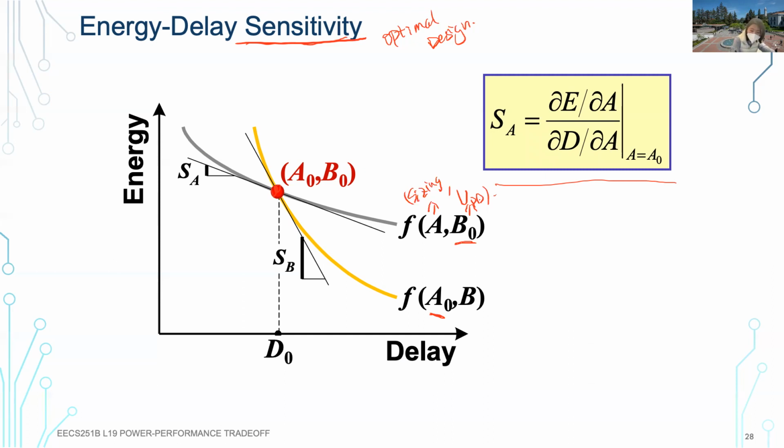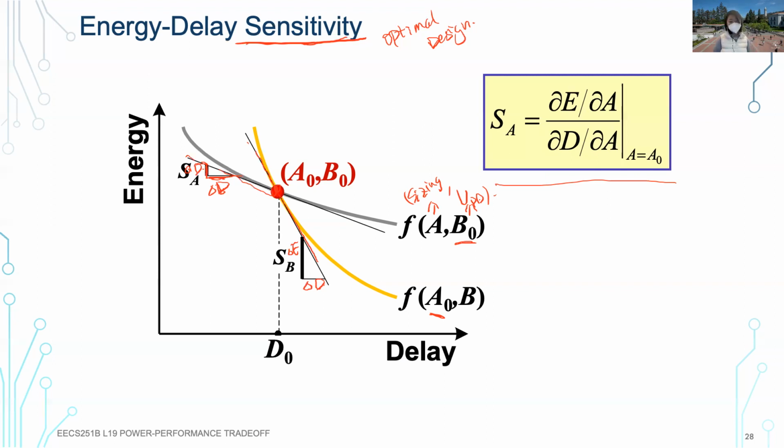Let's say for A, this is the sensitivity of A. It's basically the delta energy over the delta delay, right? So this is the slope of change for A, because we're changing parameter A here. And then we can also evaluate the sensitivity of B. The yellow curve is B. We're fixing A and we're changing B. So again, the delta energy divided by delta delay, and that's the slope here.